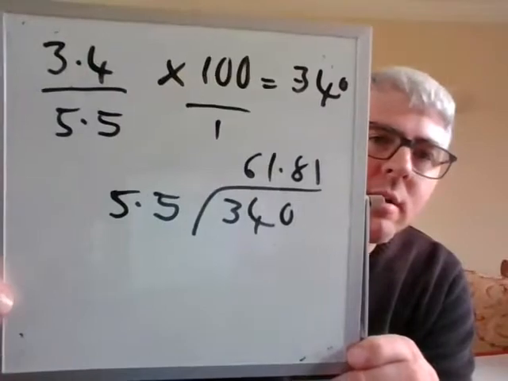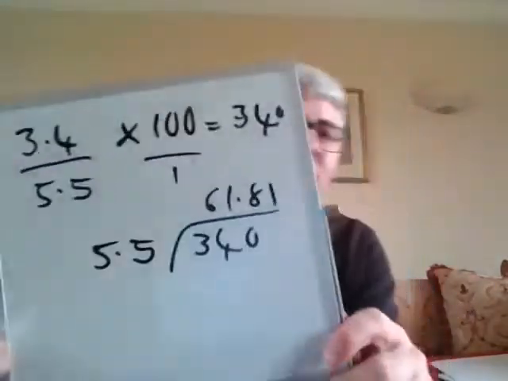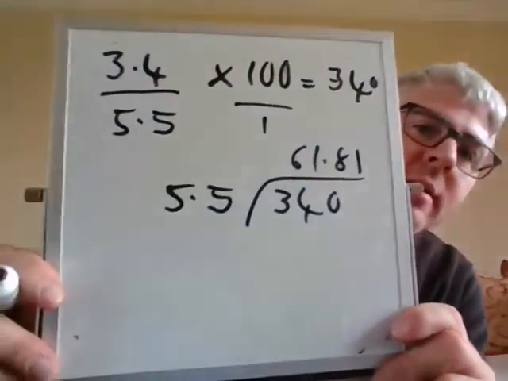And then I'm going to do the next stage here. The next stage is 5.5 into the 340, because the denominator is always there, and the numerator is actually like that. It's always done like that.